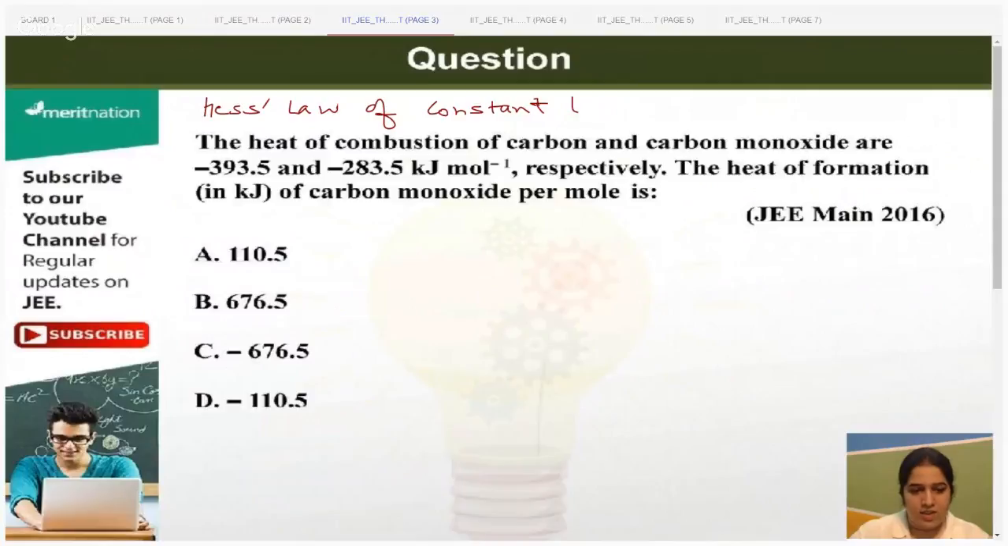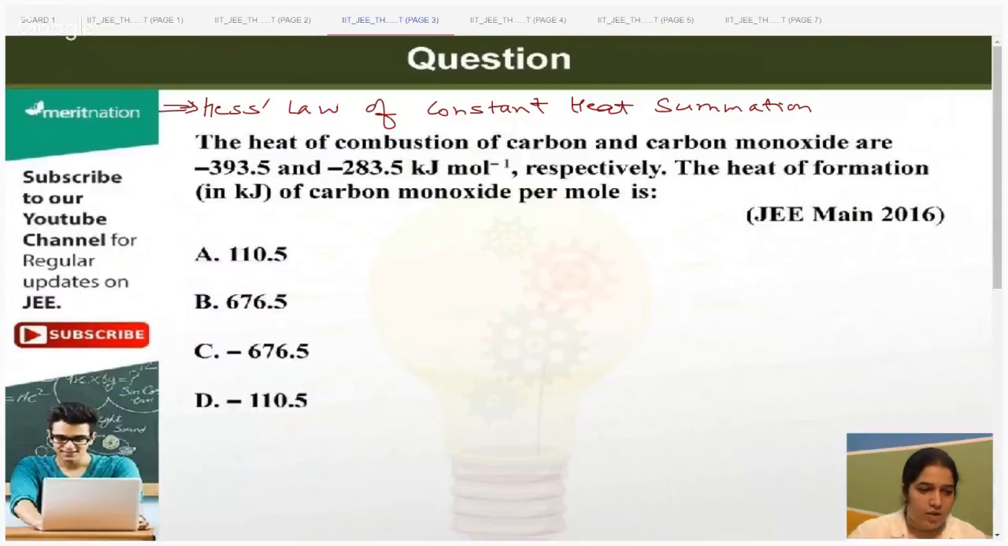So questions based on this Hess law are very, very easy, and they have been asked in almost every year. What does this Hess law tell us? It tells us that if a particular reaction is occurring in multiple stages or in multiple steps, then the enthalpy of reaction is calculated as the sum of all the enthalpy changes taking place in the individual reactions. We just need to add them up.